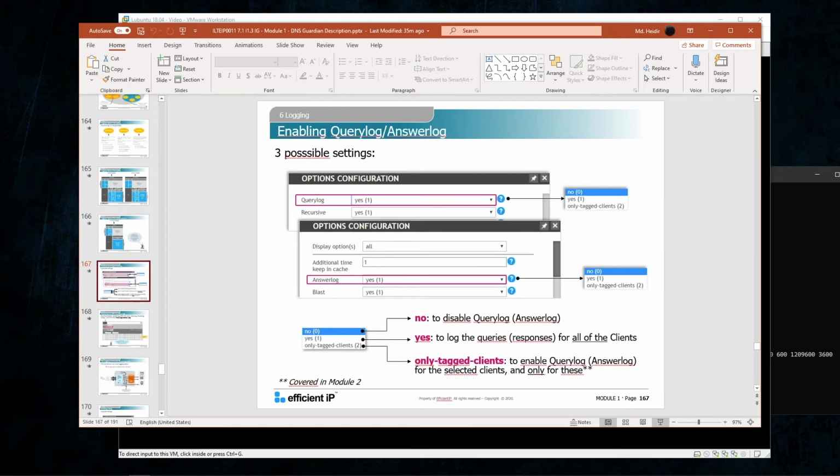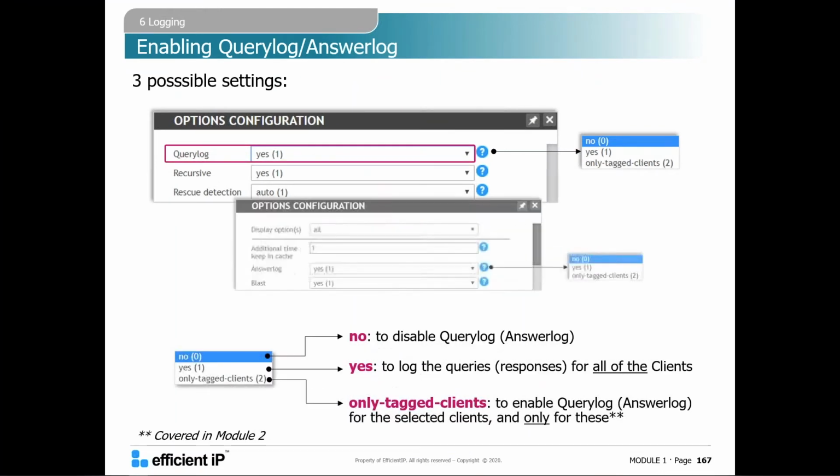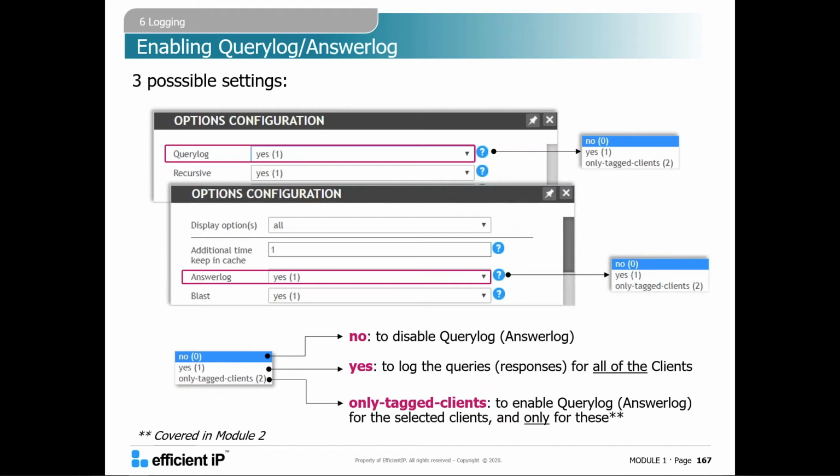So this is the setting where to enable the query log and answer log on the GUI. It's under properties and options configuration. Under smart architecture, you click on properties, you will see options configuration, click on it, then you will see this window and you can set either query log or answer log, yes or no.